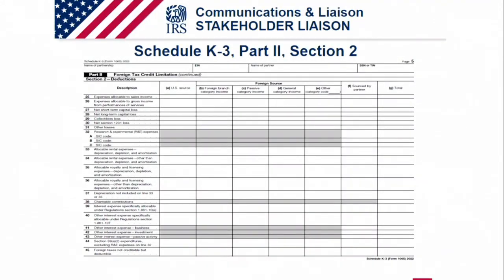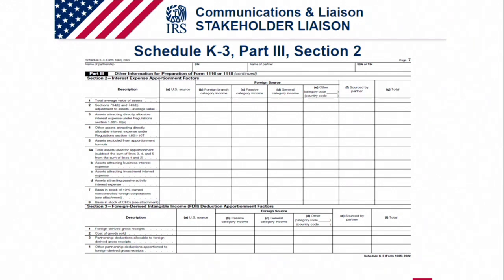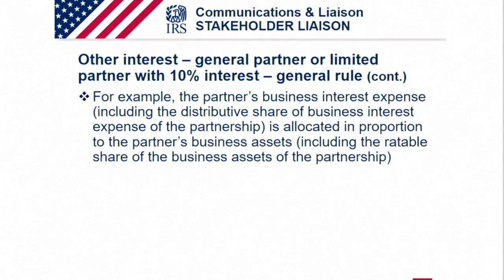The next two slides are snapshots of the part of the Schedule K-3 just referred to, so you can visualize what we are talking about. Schedule K-3, Part 2, Section 2, lines 41 through 43, report the partner's share of the partnership interest expense by classification as business, investment, or passive activity. Then on Schedule K-3, Part 3, Section 2, lines 6B through D, report the partner's share of the assets by classification as business, investment, or passive activity.